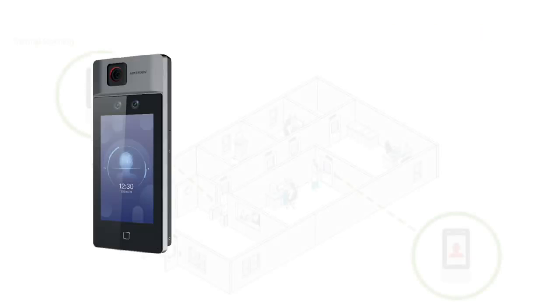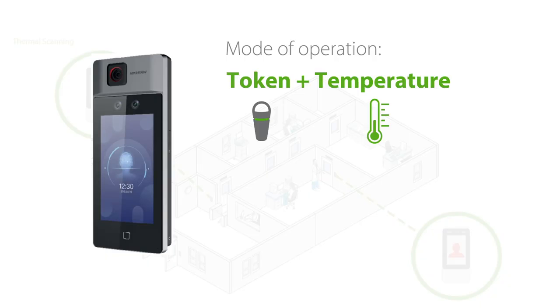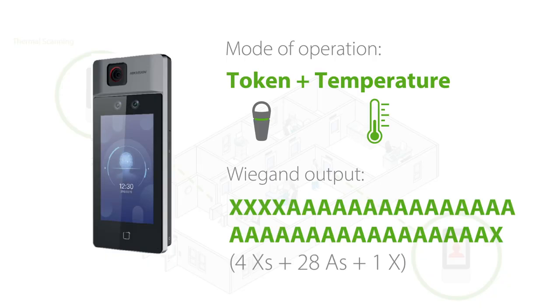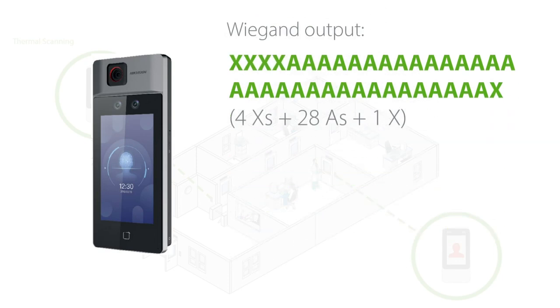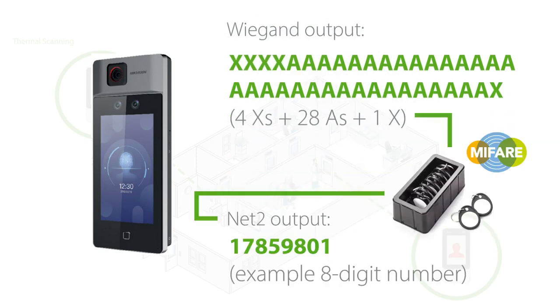Ensure that the manufacturer's instructions are followed when installing the thermal scanner into the environment. In this example, the unit's mode of operation should be configured to token plus temperature and output a Wiegand format. Hikvision and Dahua readers can output the Wiegand number in the Net2 token format when using a MyFair token, allowing the same card to be used across the site.